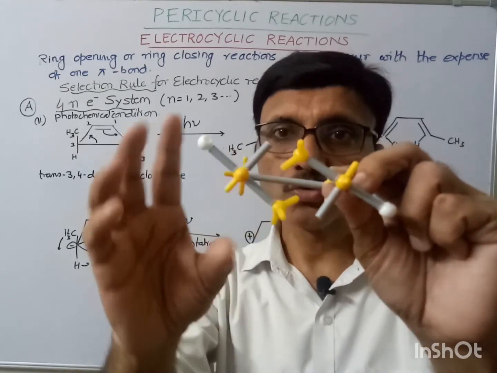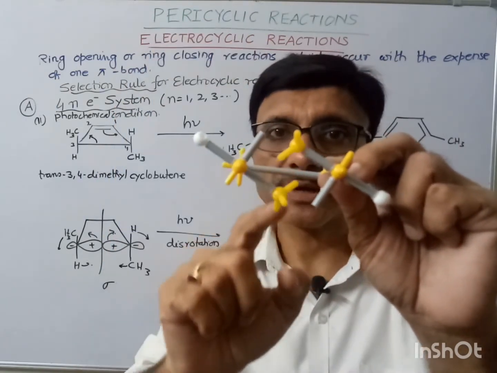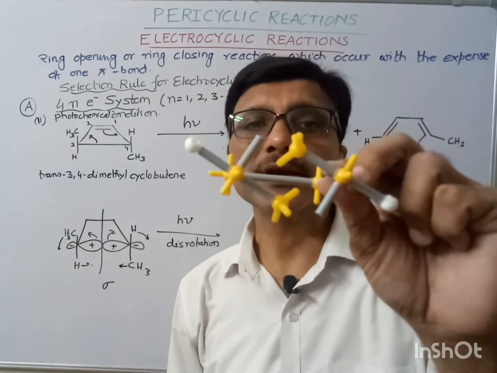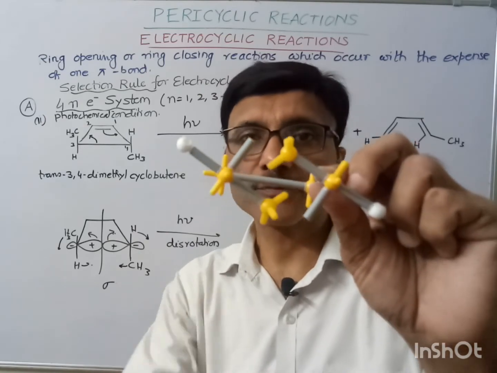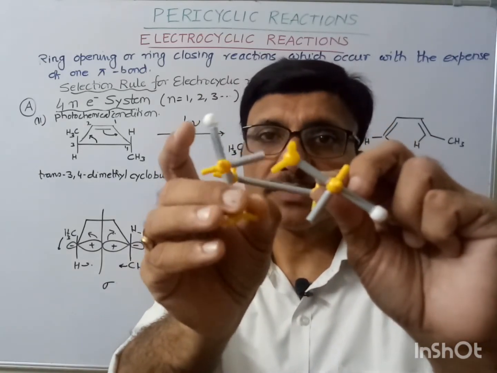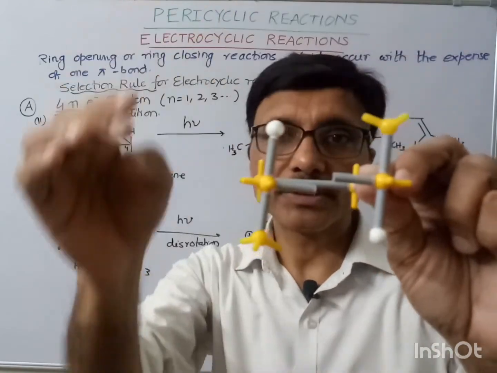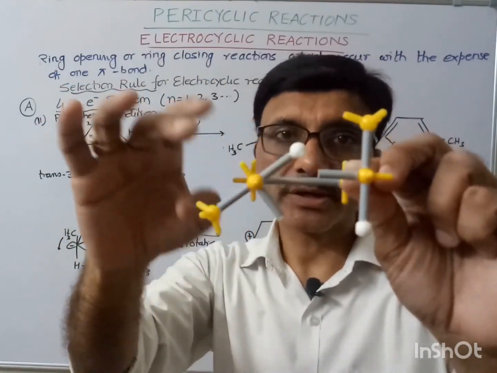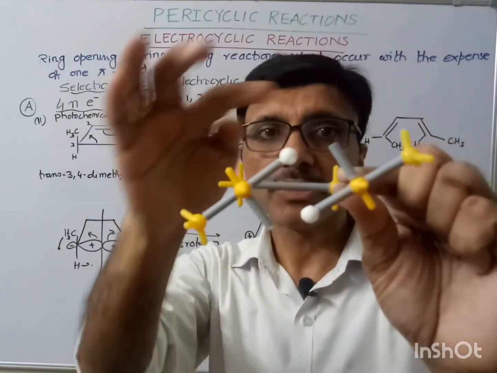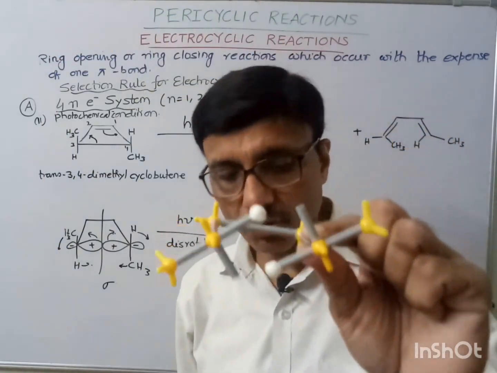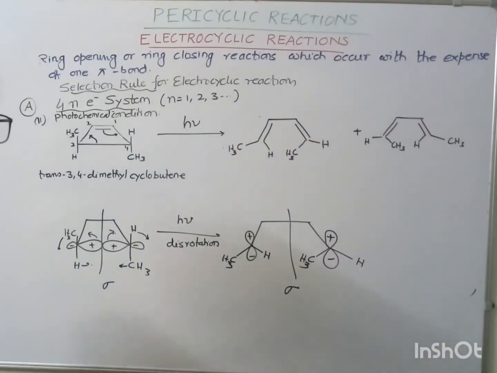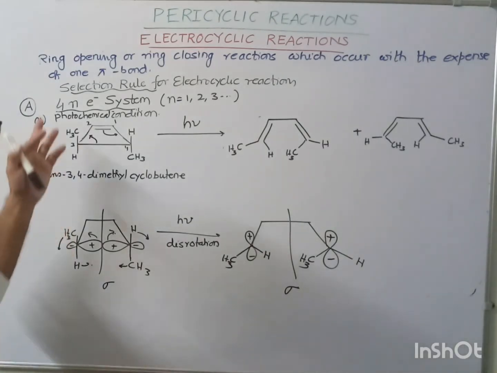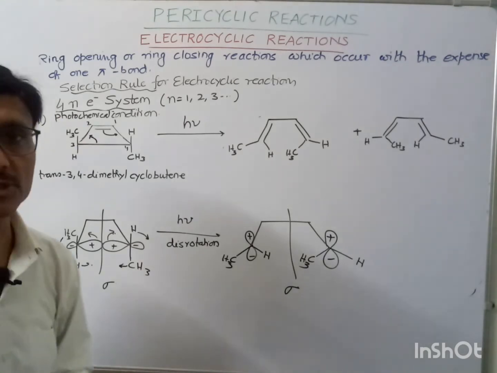You see both methyl groups are coming inward, and when both methyl groups come inward, the product is sterically hindered. So this type of product is not favored. Which product is favored? When both orbitals move like this, this going here and this going here, you see both methyl groups are outside. In this way we may understand the conrotatory and disrotatory motion when we have the substituted cyclobutene.